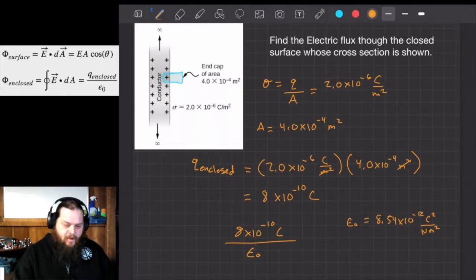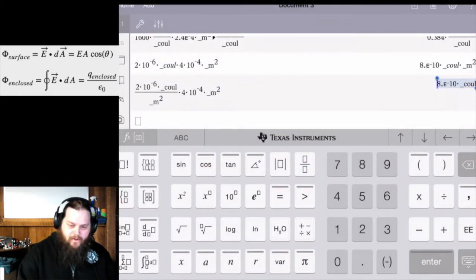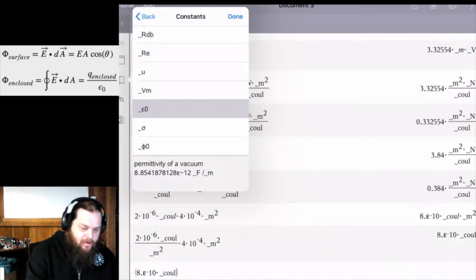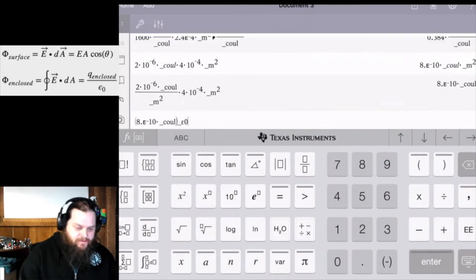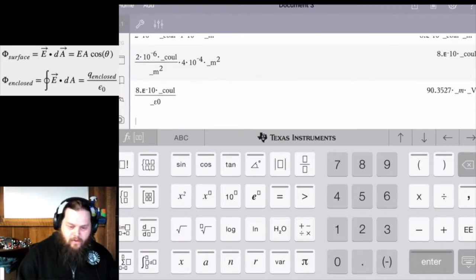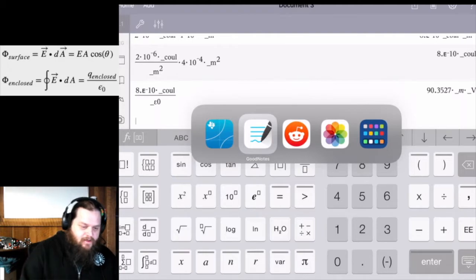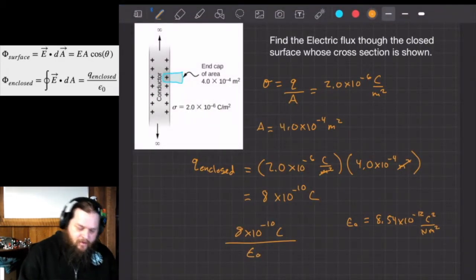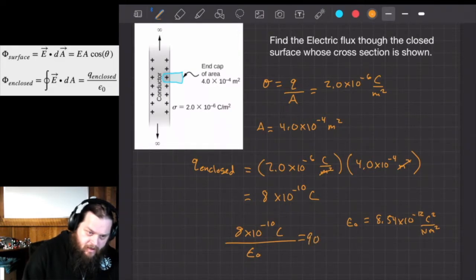So if we plug that into our calculator, take this value we had here. My calculator has this pre-programmed in, using the units of farads divided by meters. Oops, that should be a divided by, and we get coulombs divided by farads per meter. We get 90.35, and this is giving me the units of meter volts, which is really the same as the flux that we have. That's 90.35. It's the same as newton meters squared per coulomb.